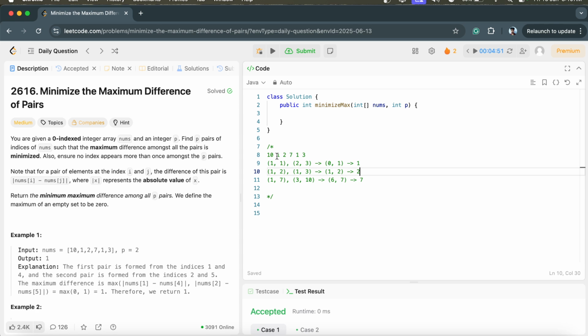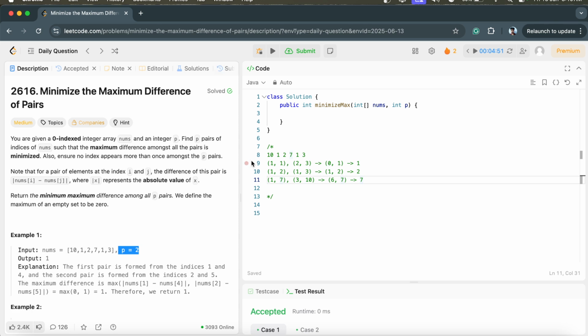Okay, to consider a pair. So 1 and 7 is what I have considered right over here. 3 and 10 is what I have considered. So the difference between them is like 6 and 7, and 7 is the maximum value that I am getting. So yes, we can create different types of combinations out of these array values to create pairs.